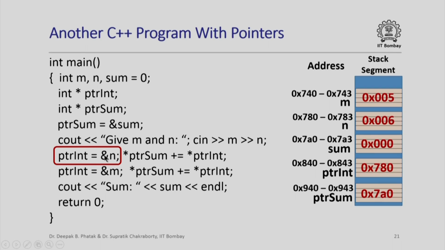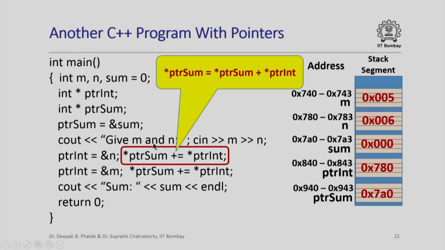Now we execute this statement. Pointer int is assigned the address of n. So we have to find the address of n, in fact the address of the first byte allocated for n, that is hex 780, and that must be assigned to pointer int. So pointer int gets the value hex 780, and now we are executing this statement which is saying star pointer sum plus equals star pointer int.